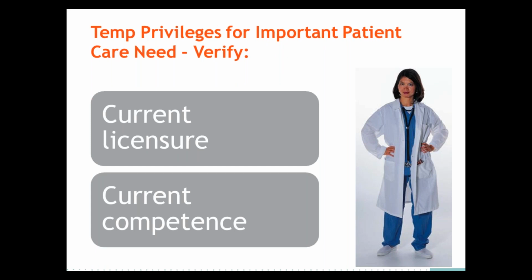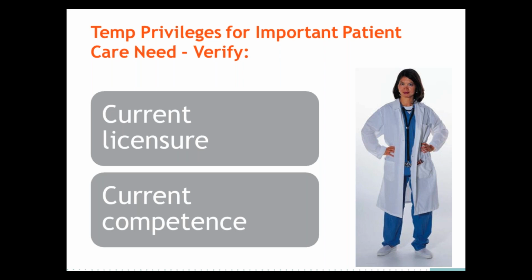For an important patient care need, the Joint Commission requires that you verify that they do have current licensure and that you have current competence. There's no requirement that you verify every hospital affiliation that anybody has ever had. The Joint Commission doesn't have that type of a recommendation or requirement anyway, but for an important patient care need, you have to make sure that their license is valid. You have to make sure that they are currently competent.